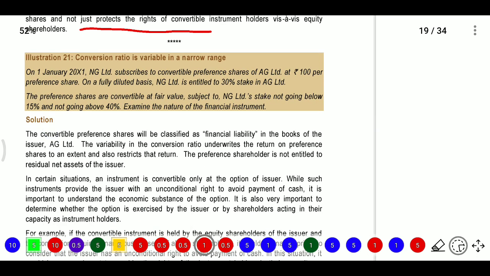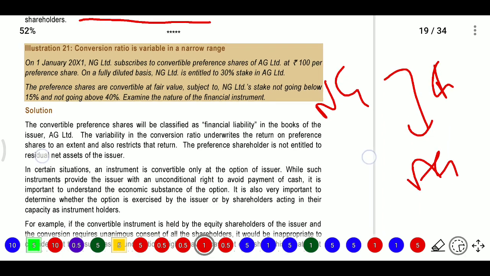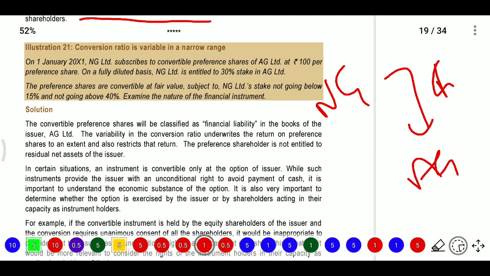Next, here one company, NG company, is there, and AG company is there. They issued convertible preference shares at 100 rupees per share, on a fully diluted basis. Now NG Limited is entitled to a 30% stake in AG Limited.